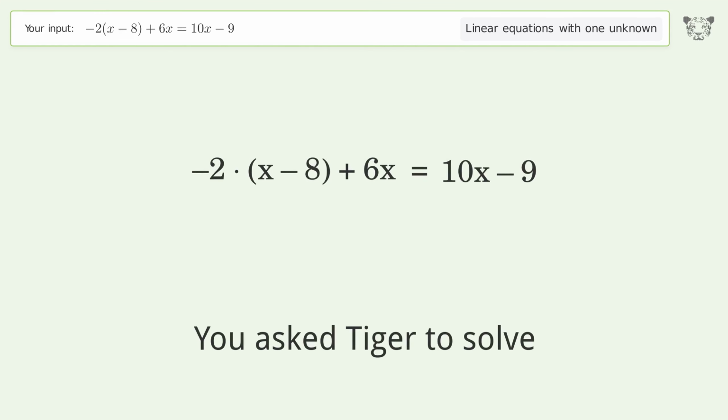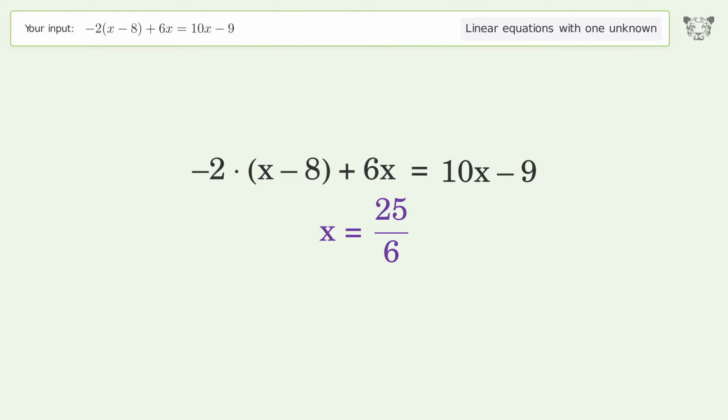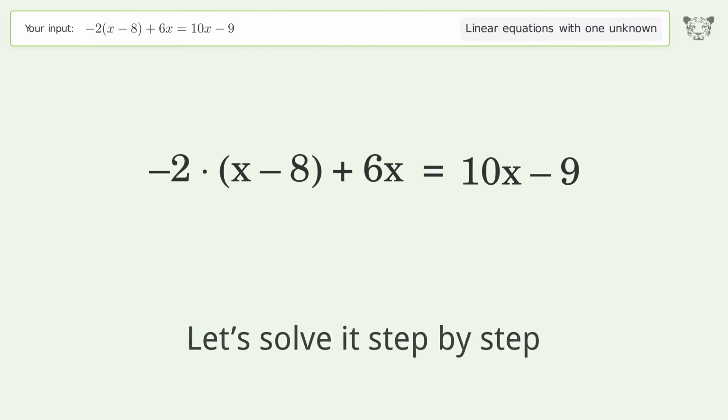You ask Tiger to solve. This deals with linear equations with one unknown. The final result is x equals 25/6. Let's solve it step by step.